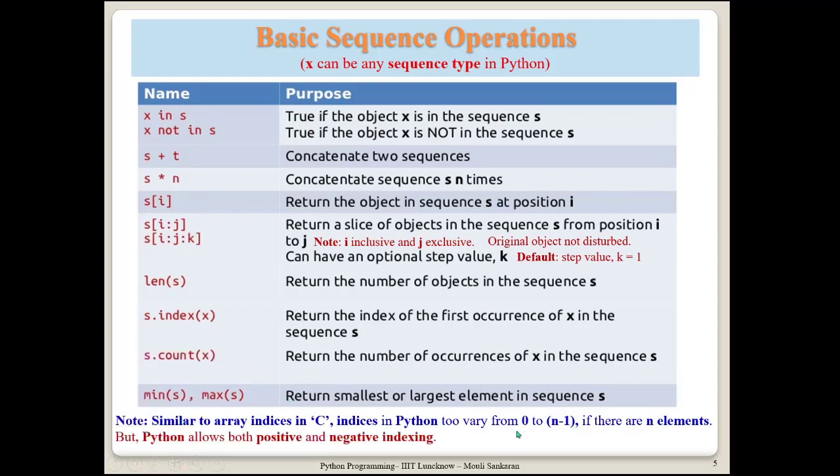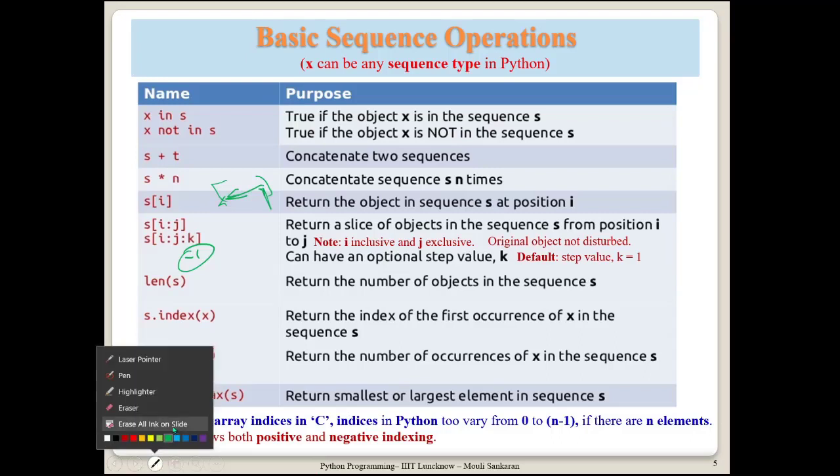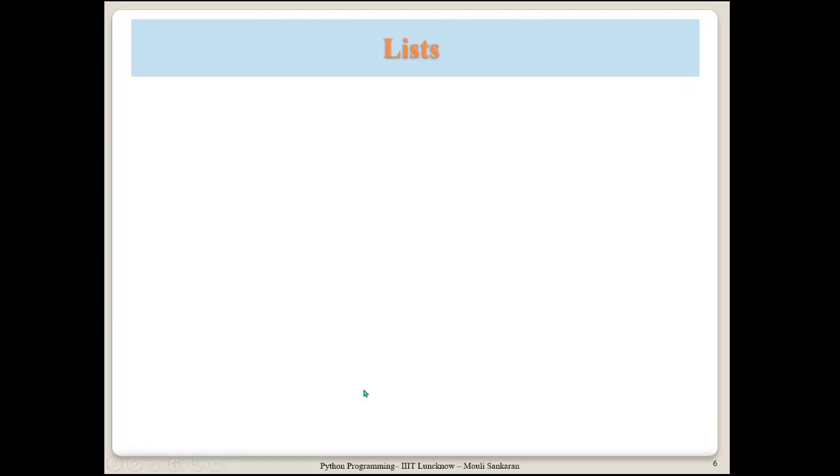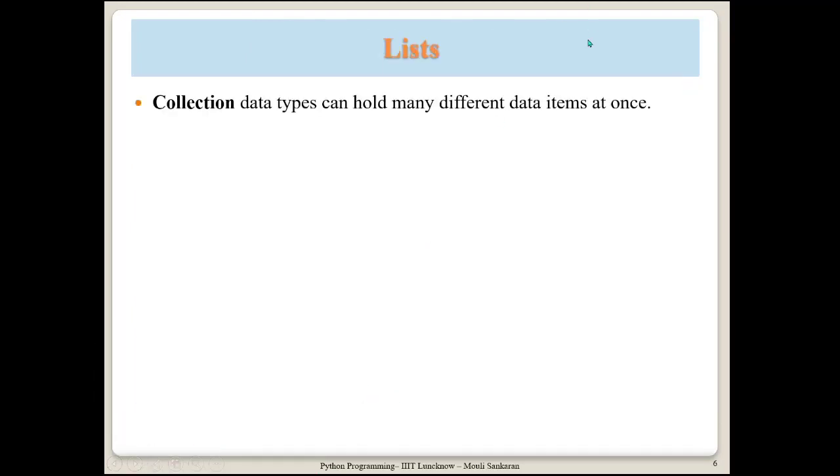And then it allows positive and negative indexing, which I mentioned, that we can have a -1 and then step is -1 and it will start from the back of the list. From the end of the list it will go and scan it. So you can do the same thing in the list also. Now let me talk about the list and then we'll go into some programs.